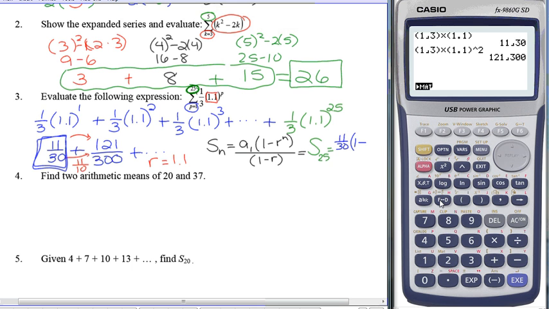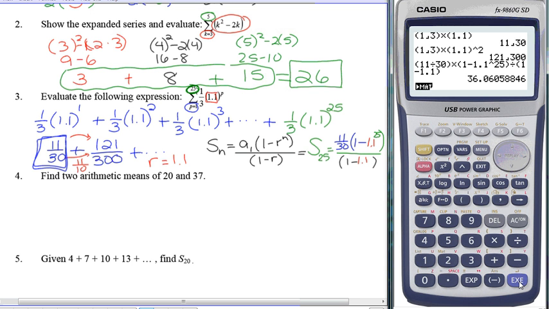And then I have 1 minus my common ratio. My common ratio, I knew from the formula, was 1.1, and that again is going to be raised to the n power, which was 25, and all of that was over 1 minus the common ratio. So I typed this into my calculator using parentheses, the same places I had them in my original formula, hit enter, and I get this decimal.